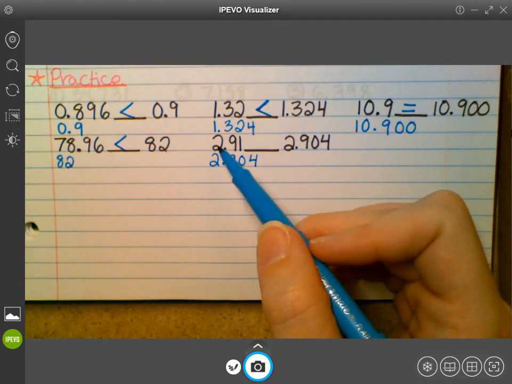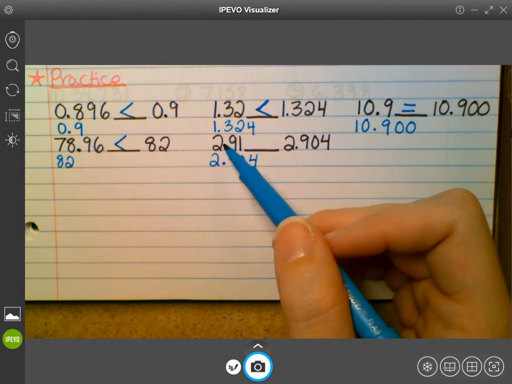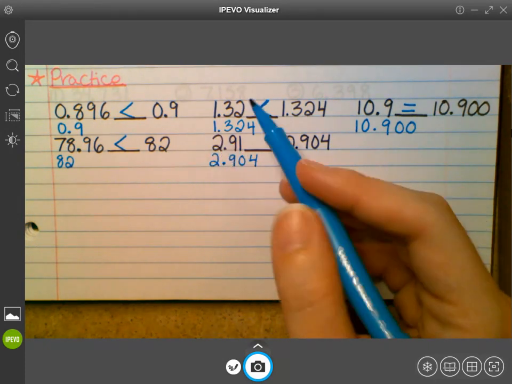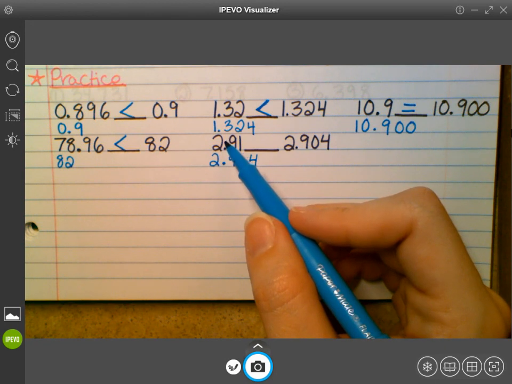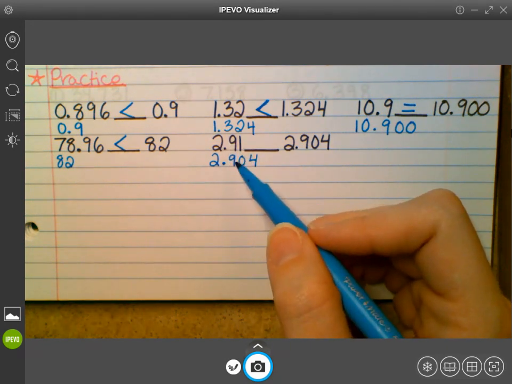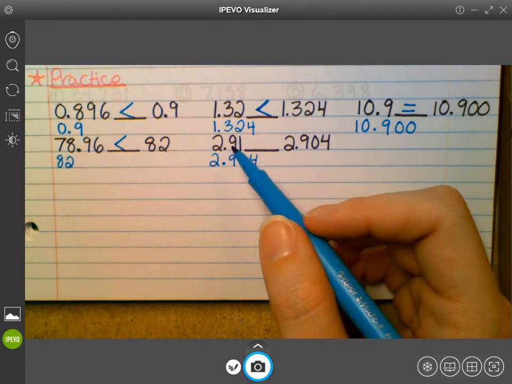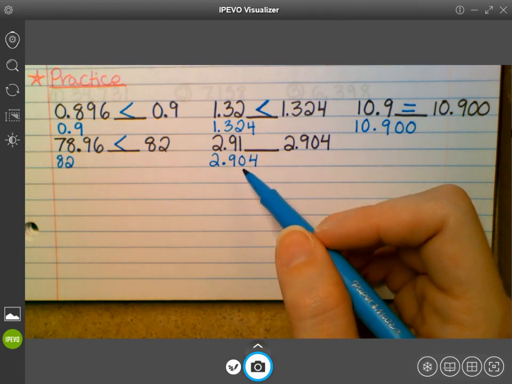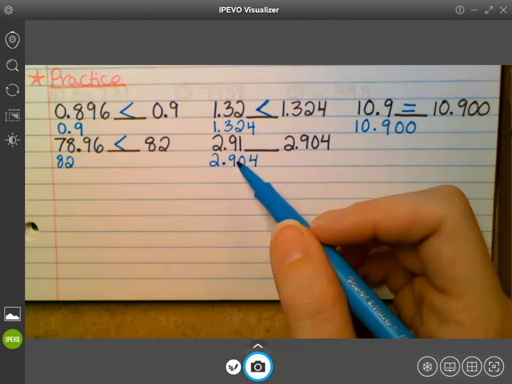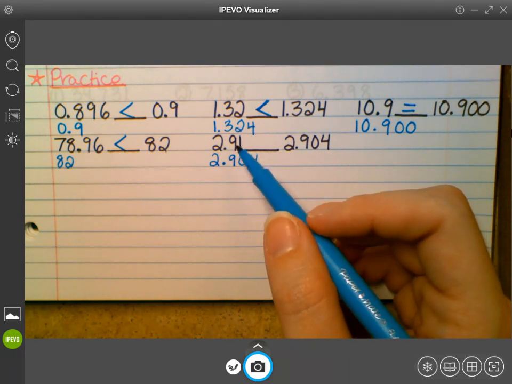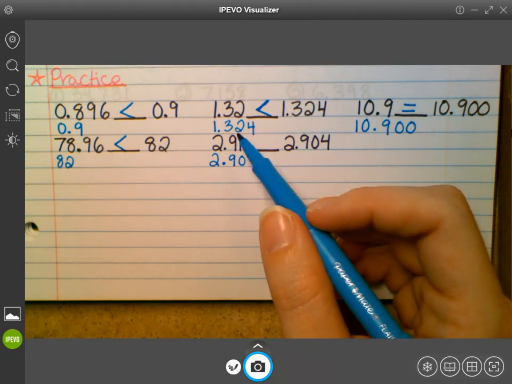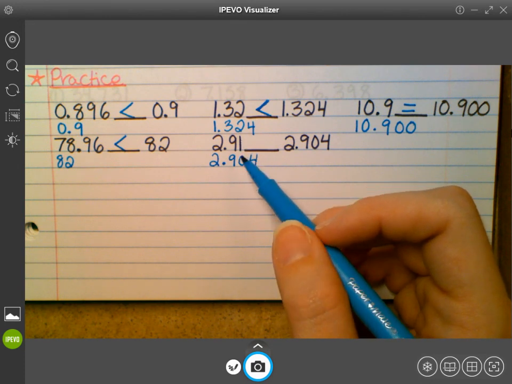Okay. Are our whole numbers a tie? Yes. Jack, can you turn around? Is our 10th place a tie? Is our 100th place a tie? No. Who can raise their hand and tell me which one is larger? Which one is larger, Addie? The top one. 1 is larger than 0.